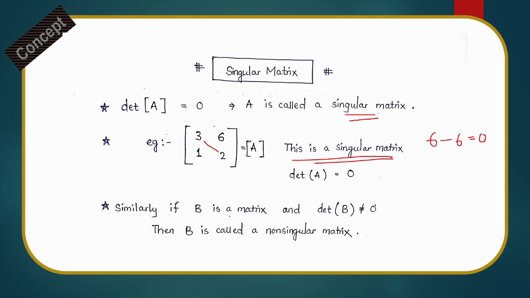Similarly, if B is a matrix and determinant of B is not equal to 0, suppose we take the matrix 1, 2, 3, 0. You can calculate the determinant: 0 minus 6 equal to minus 6. So the determinant is not equal to 0, and you can say this matrix is a non-singular matrix. If B is a matrix and determinant of B is not equal to 0, then B is called a non-singular matrix.